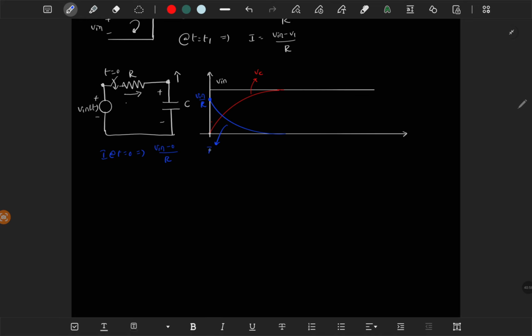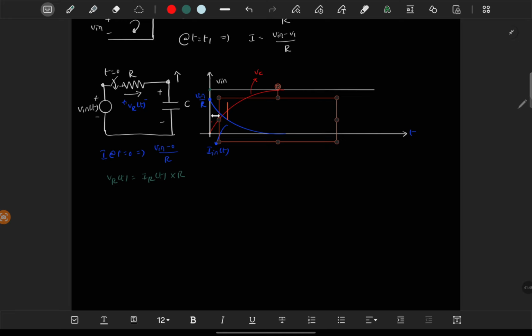So this is IR of t, and let's say this is VR of t. We can draw VR of t. It's very simple, right? VR of t is just Ohm's law, IR of t times the resistance value. Here the starting voltage is Vin, and finally at steady state it will go to 0. From Vin, since I of t is 0 at steady state, VR of t is also 0.